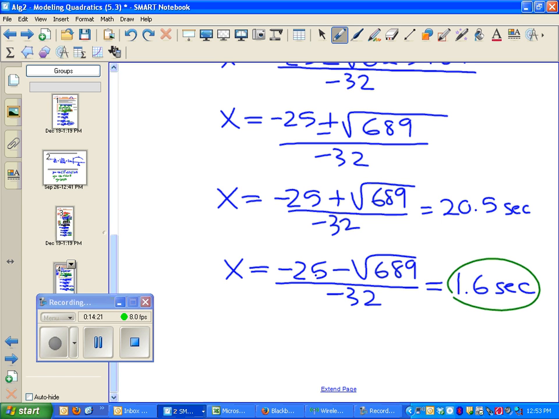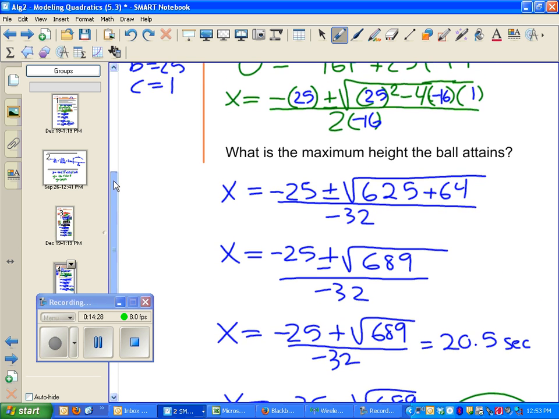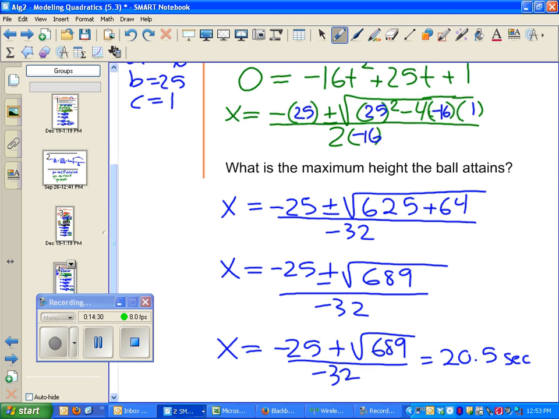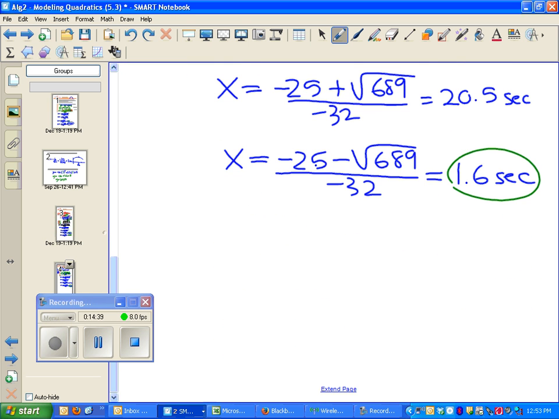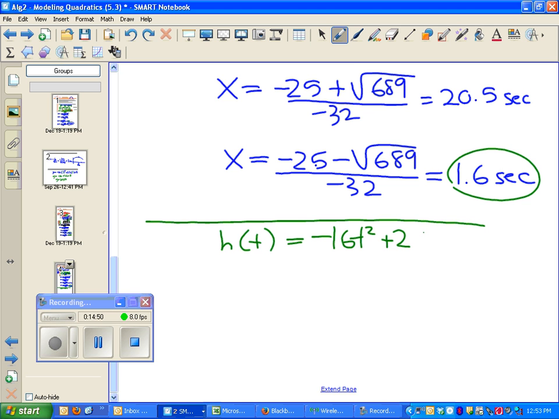And then what we want to do is find the maximum height. So we found when he's going to hit the ball. Now we're answering this question: what is the maximum height that the ball attains? So we need to find the axis of symmetry, and then once we do that, we're going to plug it in. So the original equation we're going to use, h of t is equal to negative 16t squared plus 25t plus 5, so that's in standard form.